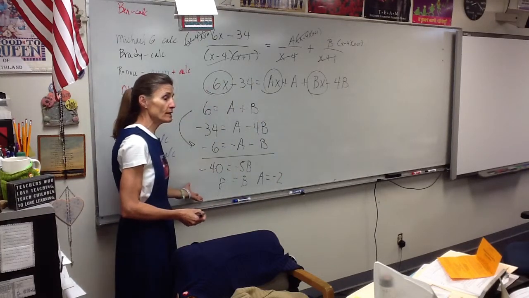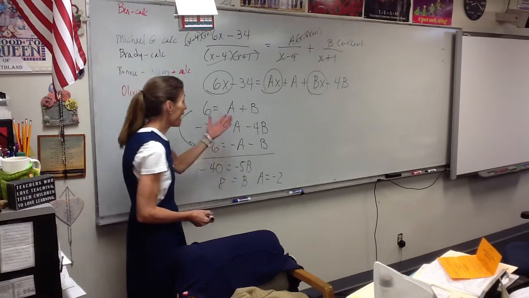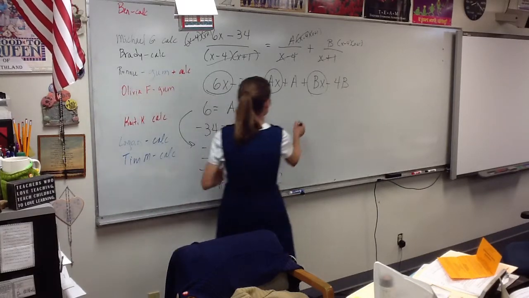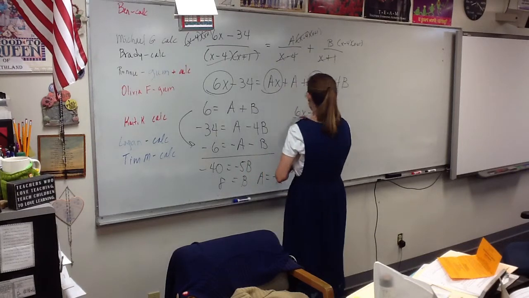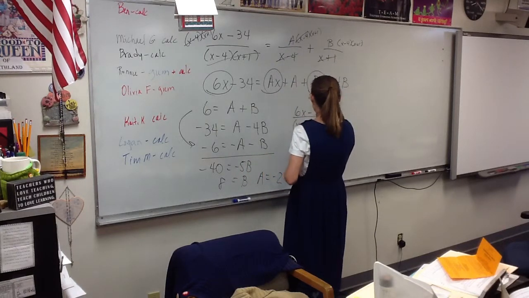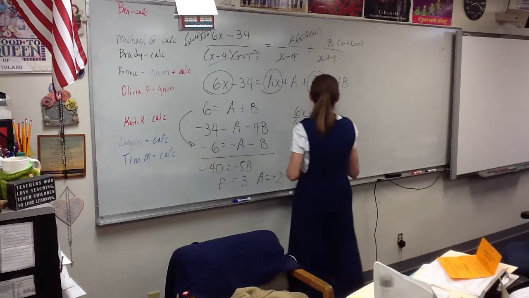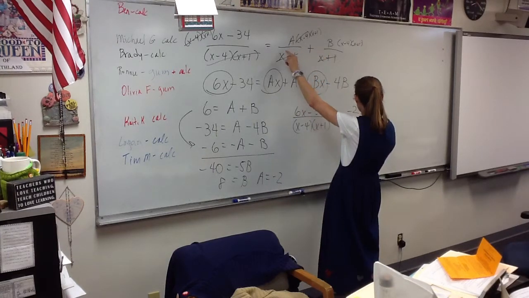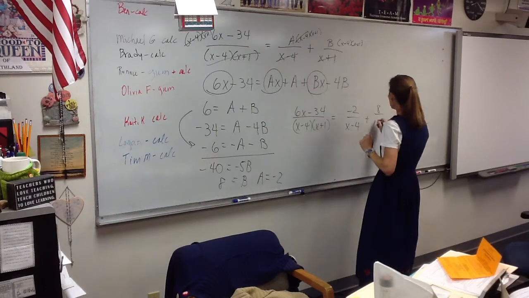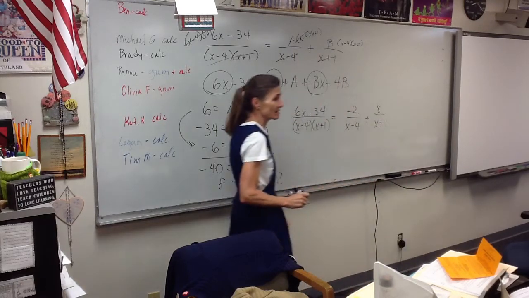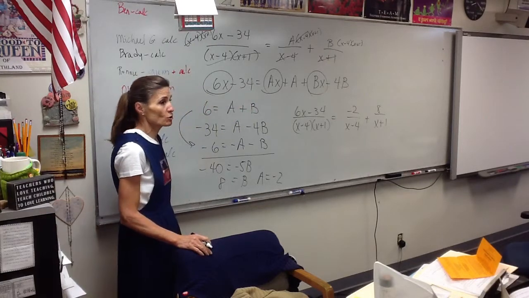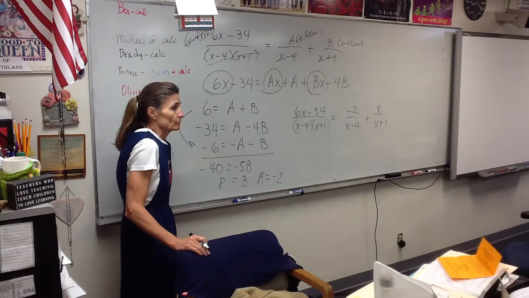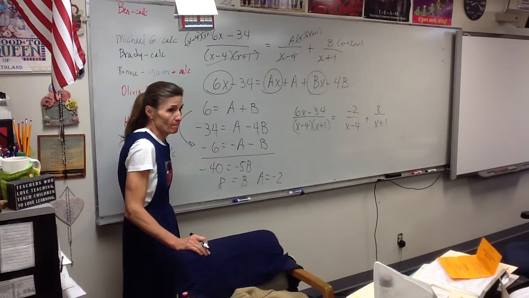This is not good enough. You have to tell me what the partial fractions are. So 6x minus 34 breaks down into negative 2 over x minus 4 plus 8 over x plus 1. That's the answer. Those are the partial fractions. Any question about that?